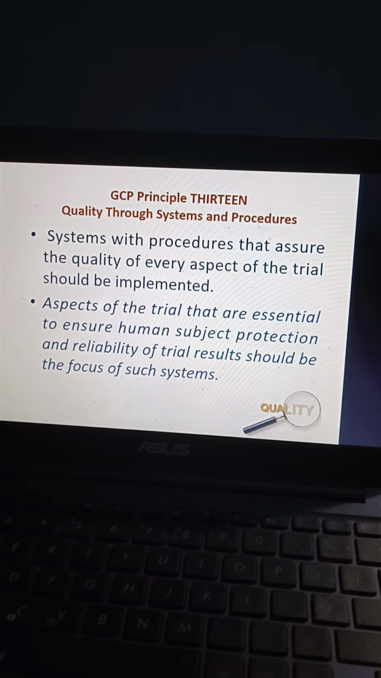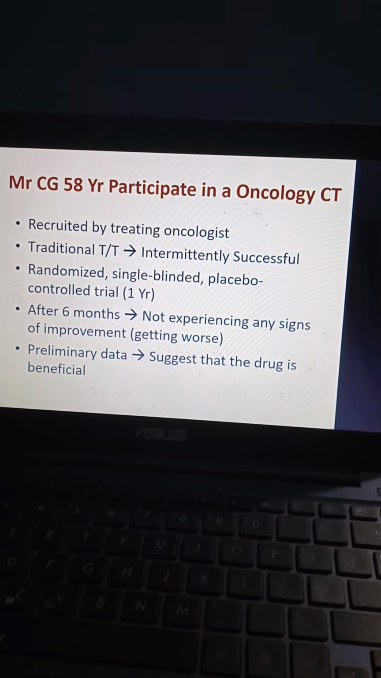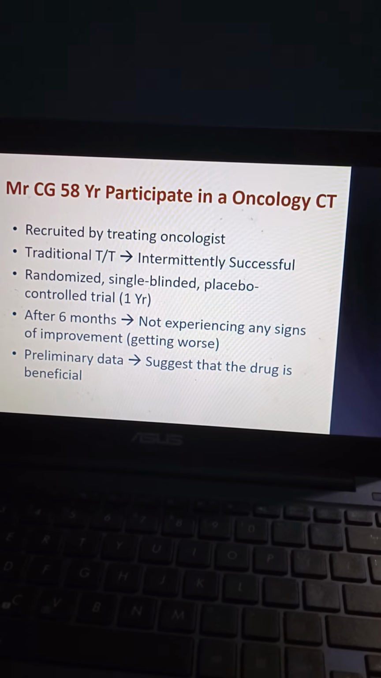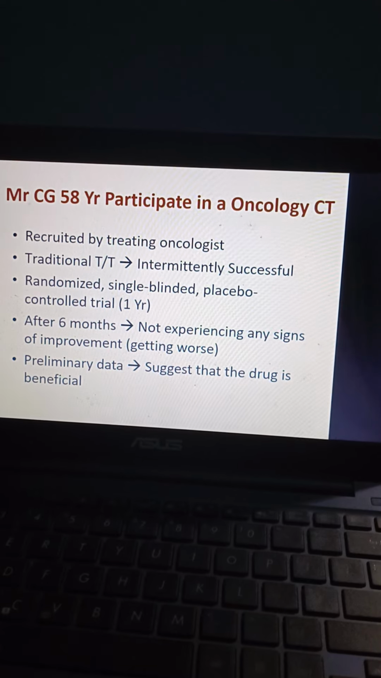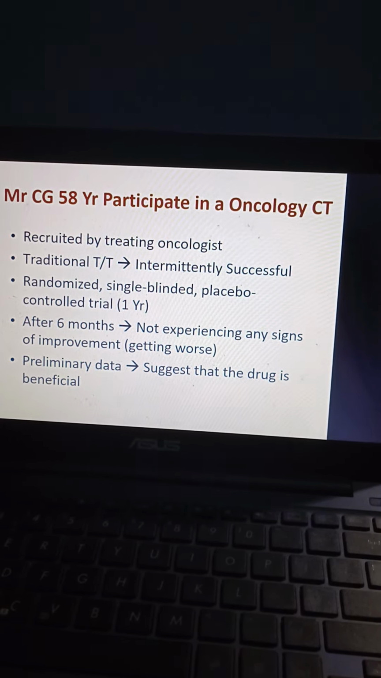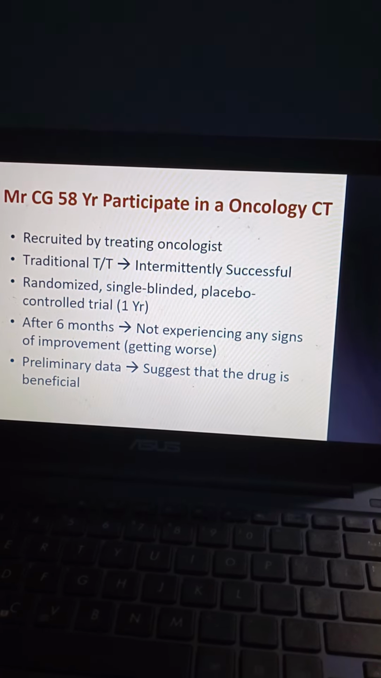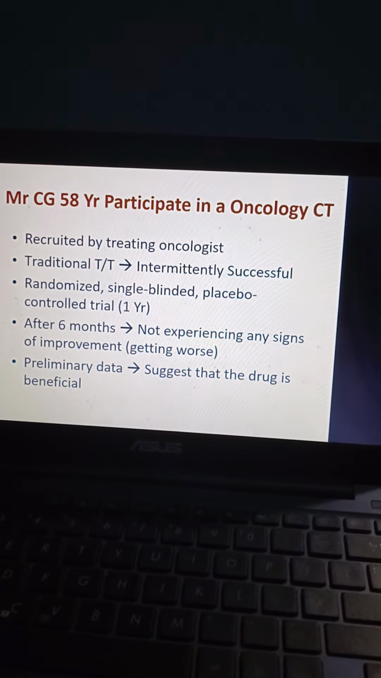Then coming to a case, Mr. CG, 58 years old, participates in an oncology clinical trial, recruited by his treating oncologist. Traditional treatment was intermittently successful. It is a randomized, single-blinded, placebo-controlled trial lasting 1 year. After 6 months, he is not experiencing any signs of improvement and is getting worse. Preliminary data suggests that the drug is beneficial.